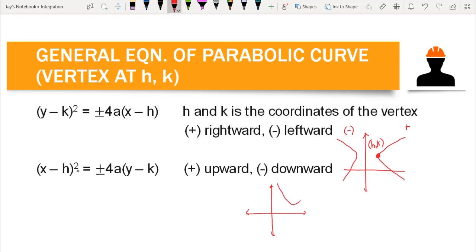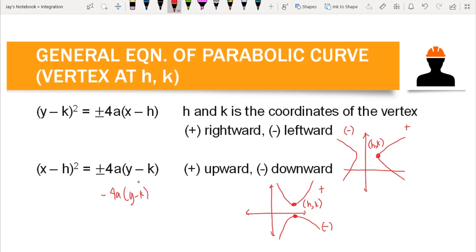like for example this one, this is the vertex, so it has a coordinate of (h, k). Since it is upward, therefore that is positive. Okay, so that is plus 4a(y - k). If its curvature opens downward, then that is a negative parabolic curve. So therefore it is negative 4a(y - k).